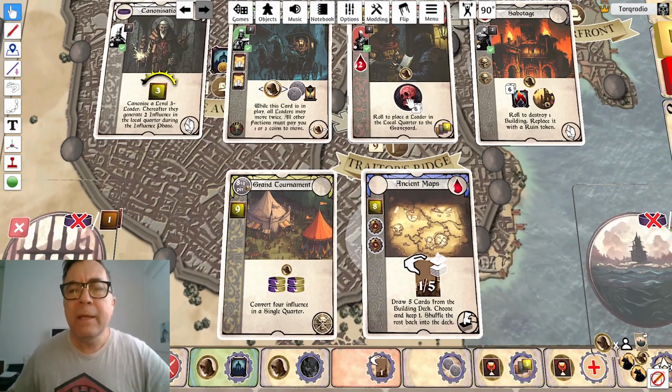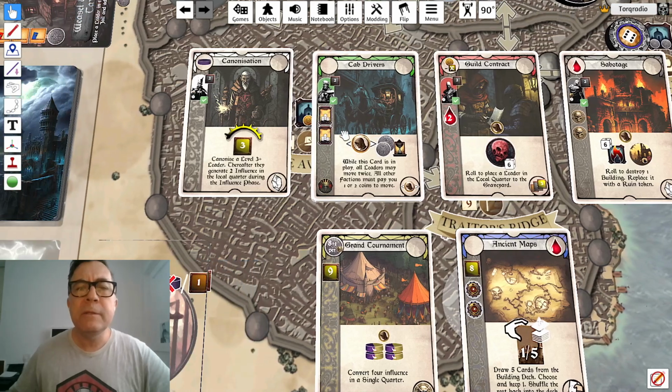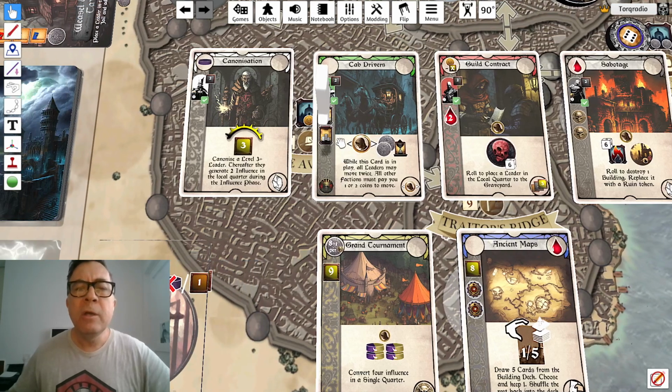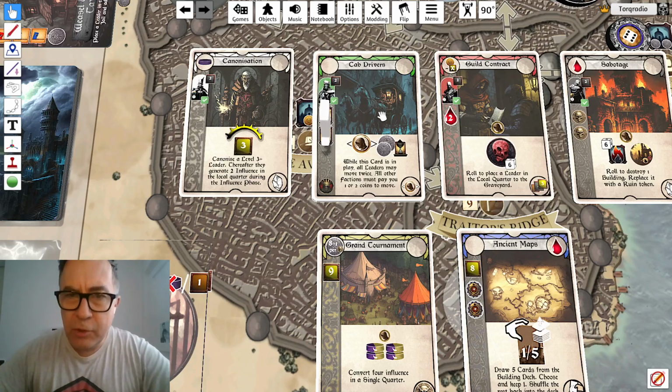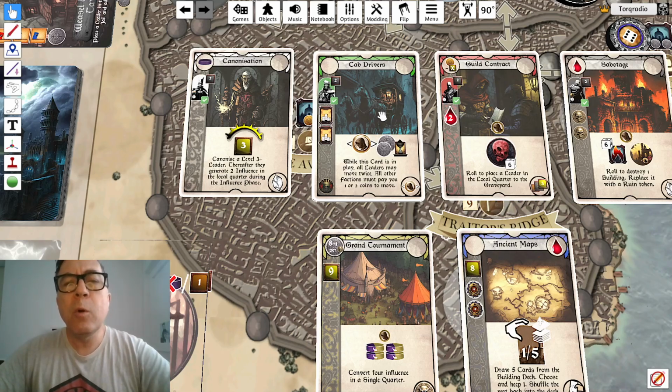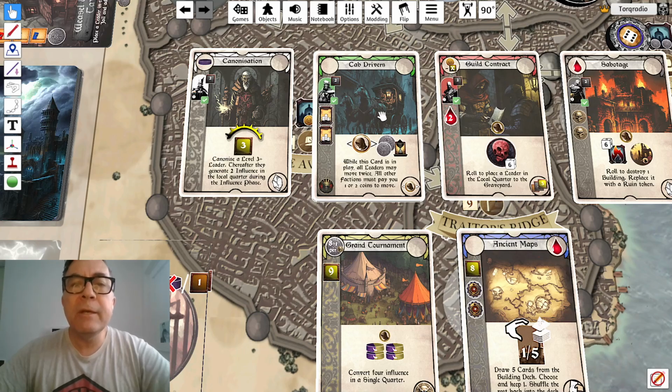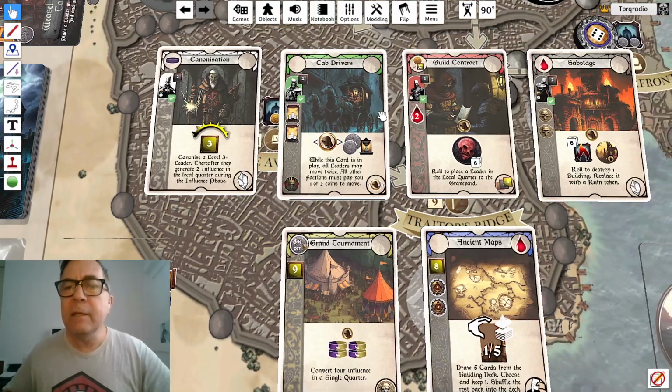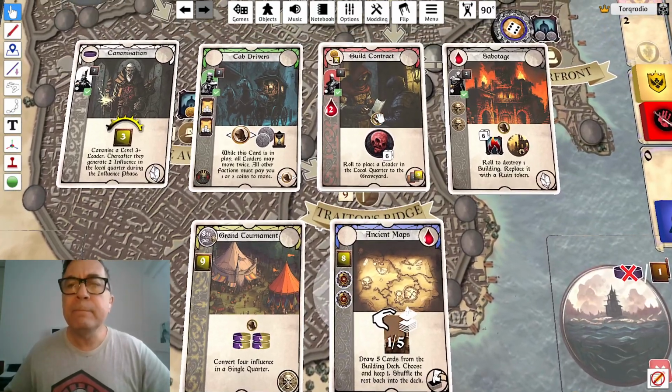There are other indicators of requirements, such as the cab driver's card, which requires at least 2 commercial buildings to be in the City of Stains before the card can be played. Remember that each building type is represented by an icon. The coins represent commercial buildings. So the requirement to play cab drivers is that that particular leader must be level 2, must be active, and there must be 2 commercial buildings in the city before this can be played.